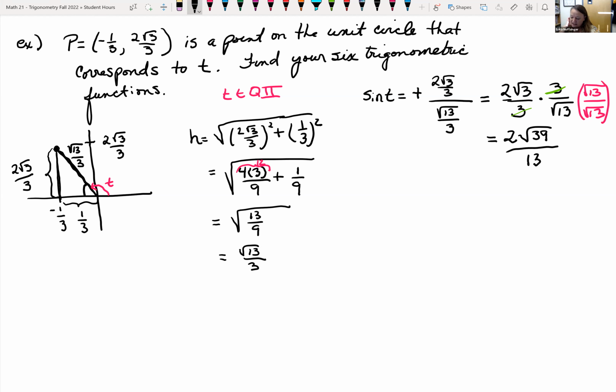Okay, so sine of t, after we simplified and rationalized the denominator, is 2 square root of 39 over 13. Cosine of t: I'm in the second quadrant, so cosine, which is the x value of the point on the unit circle, is negative.